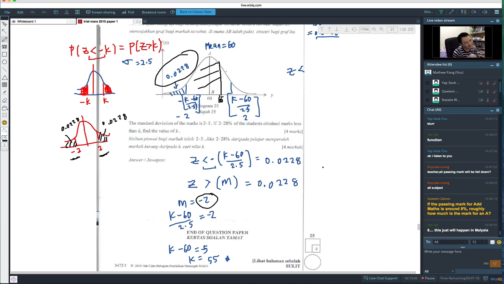But anyway, you shouldn't expect the passing mark to be low. You should try your best to do as well as you can. As a teacher, I should say something positive, right? If the passing mark for MF is 8%, roughly how much is the mark for an A? I think it's roughly 60 to 65.